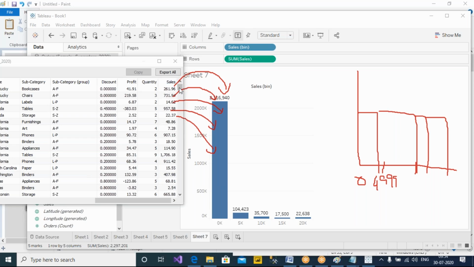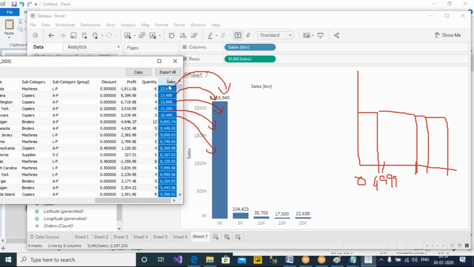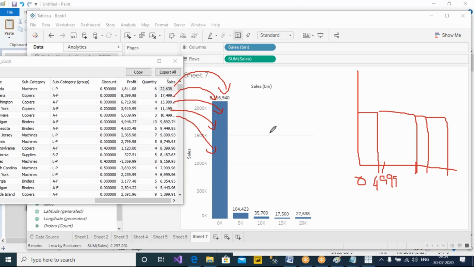And do you have any bigger values? Let's say here somewhere we should have a bigger value. Let's sort it out. So I got 22,000, isn't it? So 22,000 means this value should go into this category. And 17,000, so it comes here. 13,000, it goes here. Then 10,000, 11,000, 10,000, so it goes here.